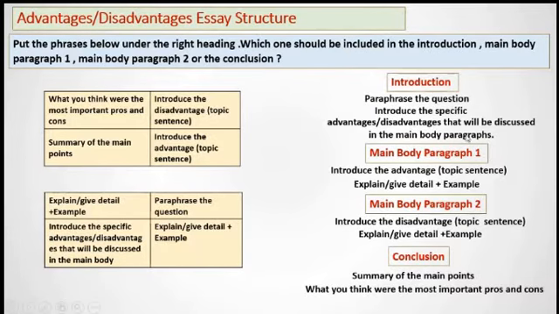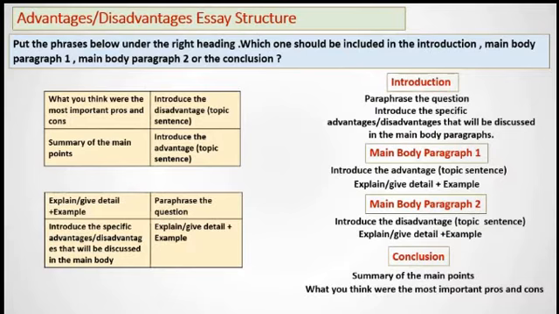You introduce the specific advantages and disadvantages that will be discussed in the main body paragraphs. Main body paragraph one. You introduce the advantage, you give a topic sentence, explain, you give details, you give examples, you use linkers, and you develop your sentences as much as you can.